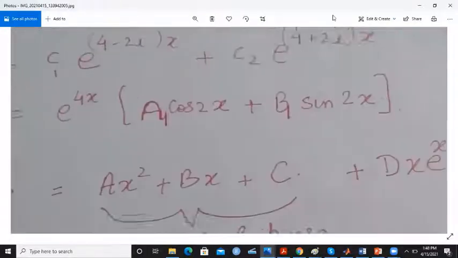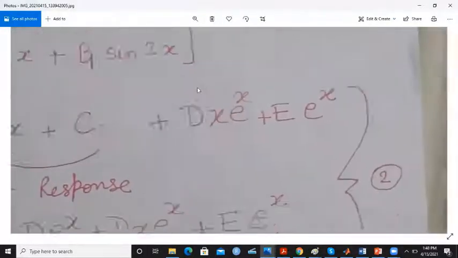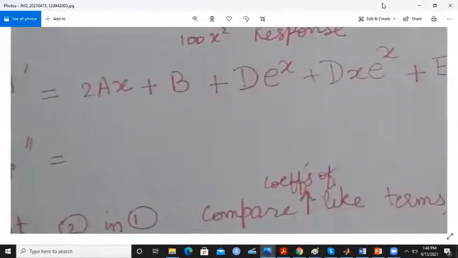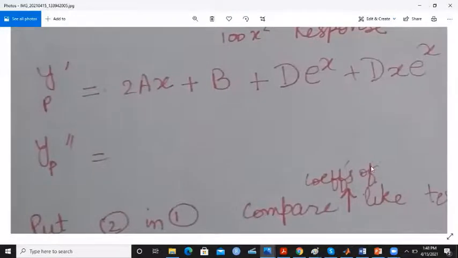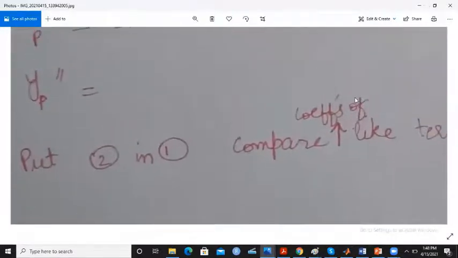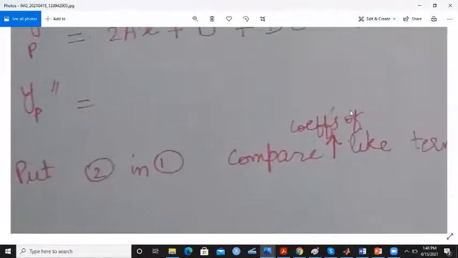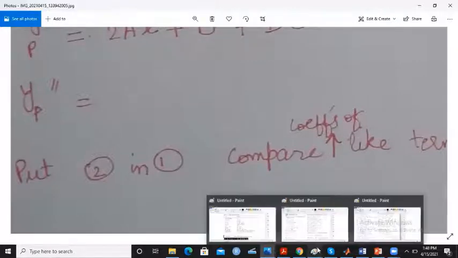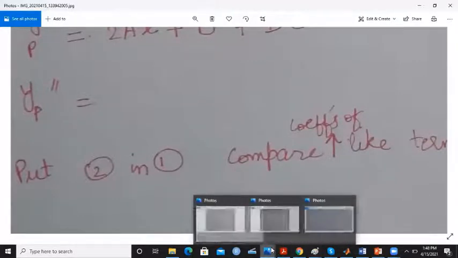I will substitute yp prime and yp double prime into equation 1, and I will solve for its coefficients and I will get the solution. Okay, let me leave the remaining part of the solution with you. Please solve exam question number 6 and upload it on the portal. Okay, now let us solve question number 7.